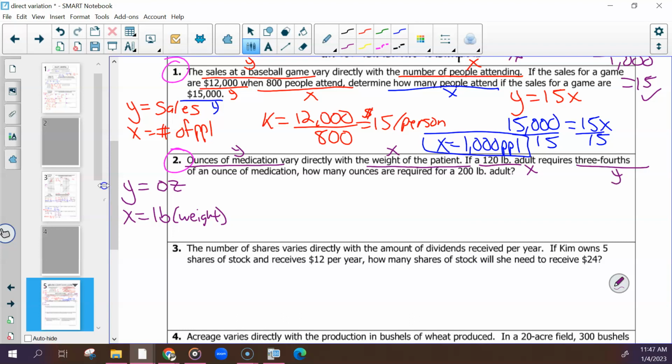So we're going to find our k, but we don't want to write the 3/4 as a fraction because we're already dividing. So we can change that to a decimal. So we can say 0.75 over 120. Figure out what our k value is. It will be a decimal.